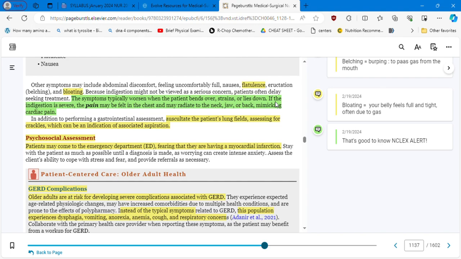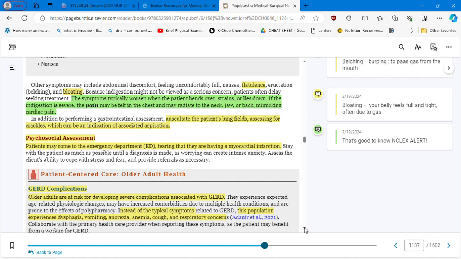A, GERD. B, IBS, irritable bowel syndrome. D, appendicitis, okay? So you need to master your presentation symptoms, so that's good to know. NCLEX. Psychosocial assessment. Patients may come to the emergency department fearing that they are having a myocardial infarction.